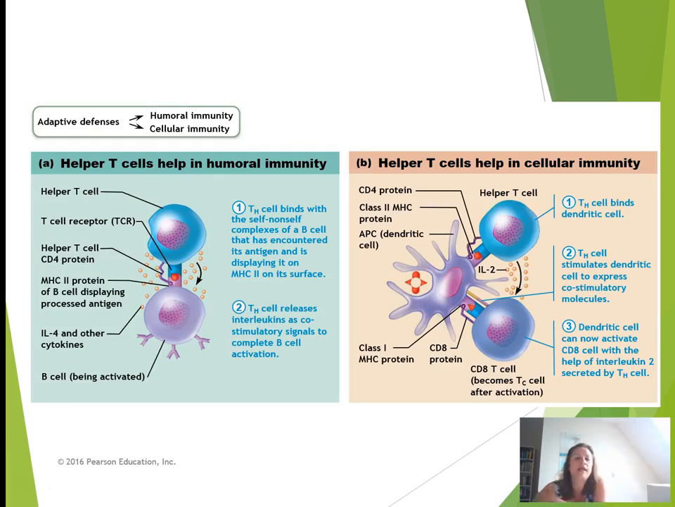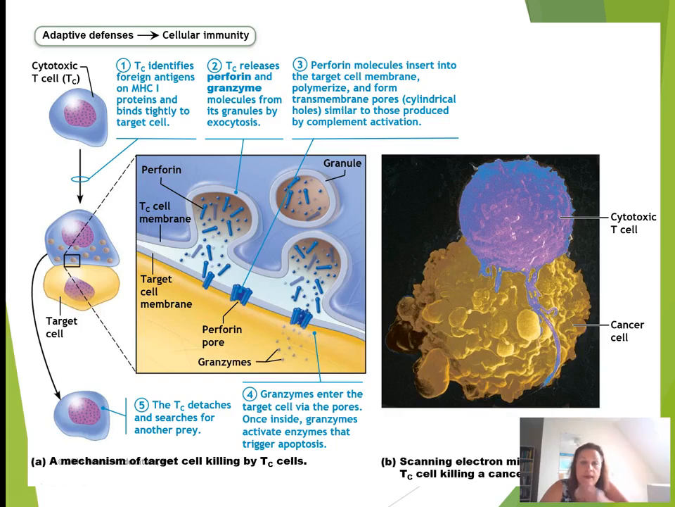All right, two other slides: the helper T cells in humoral immunity, meaning they're like, hey, we need some antibodies, so the helper T cell is going to stimulate that B cell activation. On the right-hand side, the T cell is going to bind, and it's actually going to activate the CD8 cell. So it actually helps in both humoral and cellular immunity.